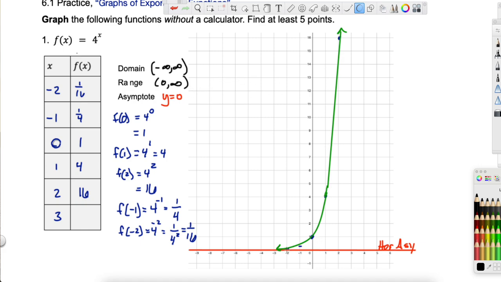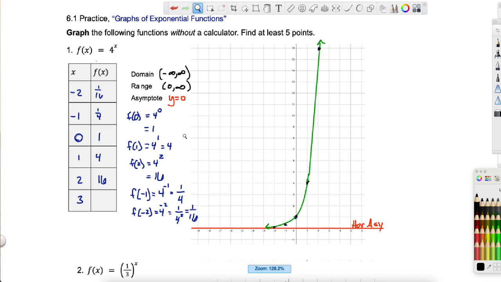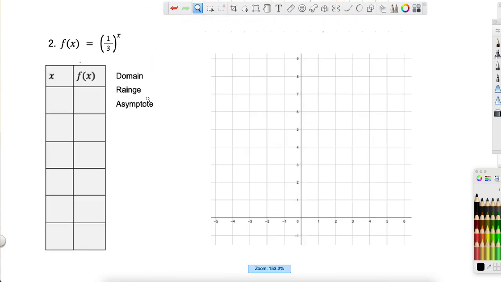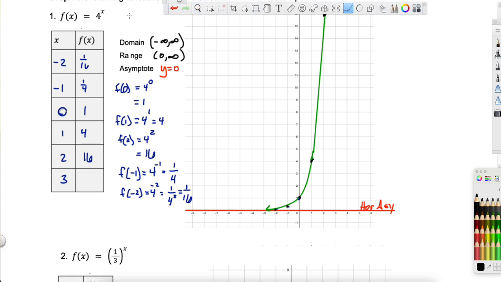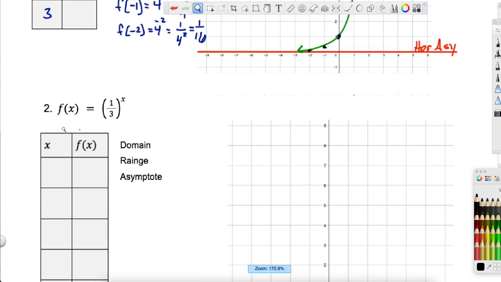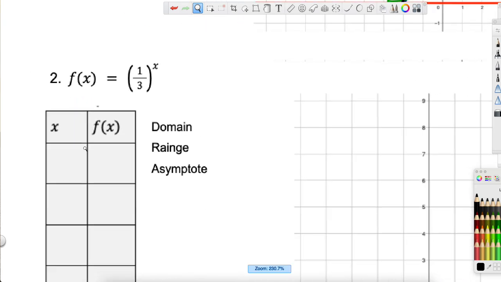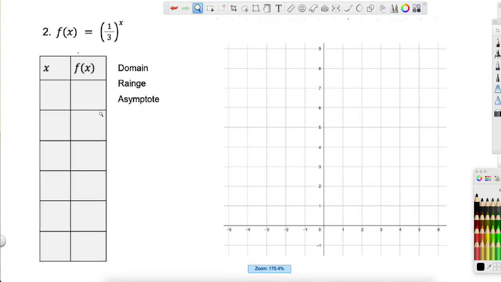Okay, and I've got my 5 points right here. And 3 is going to be off. So 4 to the third is 4 times 4 times 4, and that would be 64, right? So that's way off. All right, that one's done. By the way, in this one our a value of 4 is greater than 1. And in this next one, our a value is between 0 and 1. So it's going to affect the way our graph looks.